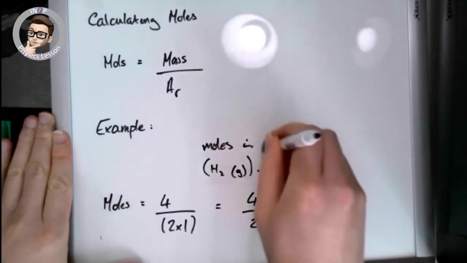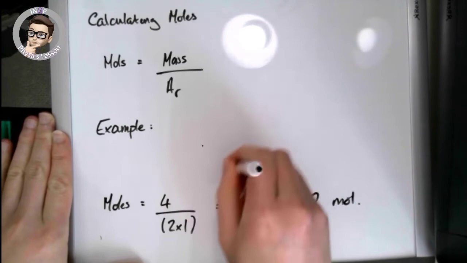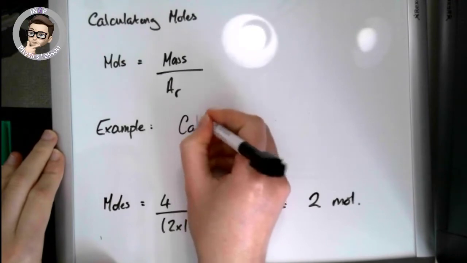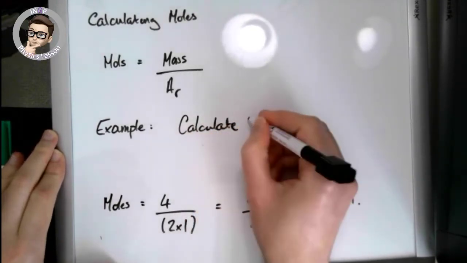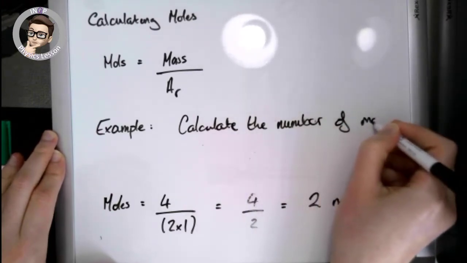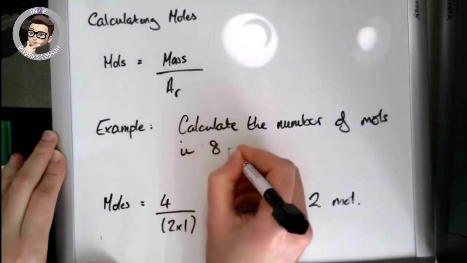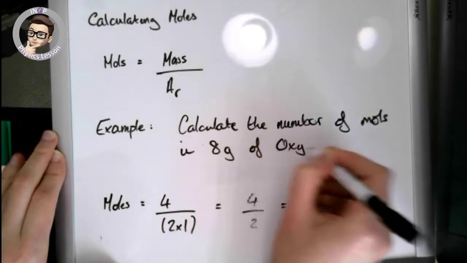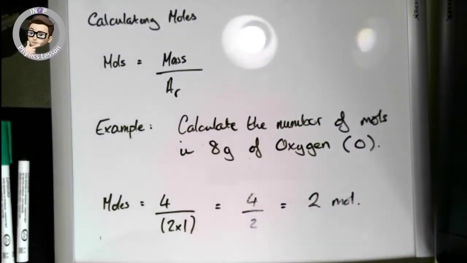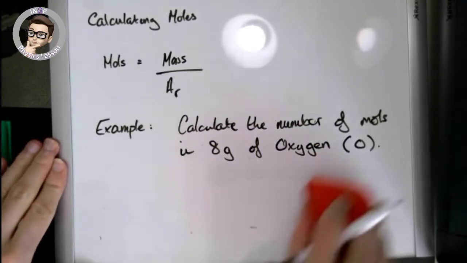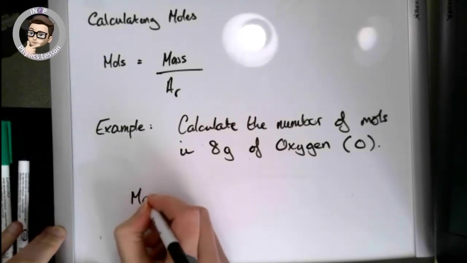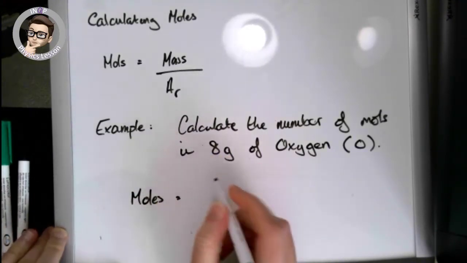So this time I want us to calculate the number of moles in 8 grams of oxygen, and this time we're just going to be a single oxygen atom, so we're not going to be multiple oxygen atoms. And let's have a look. So we would go for moles is equal to the mass divided by the relative atomic mass.